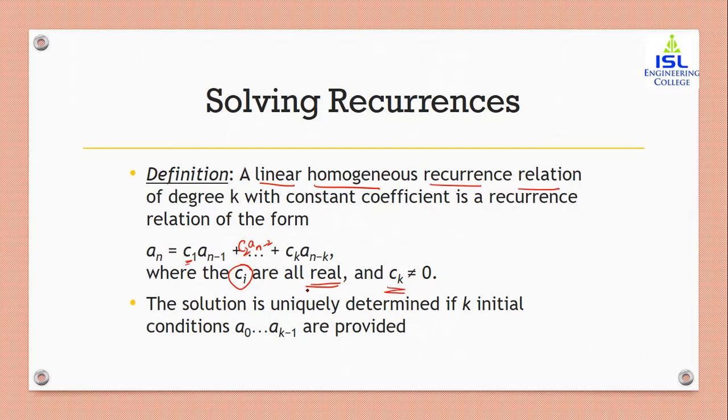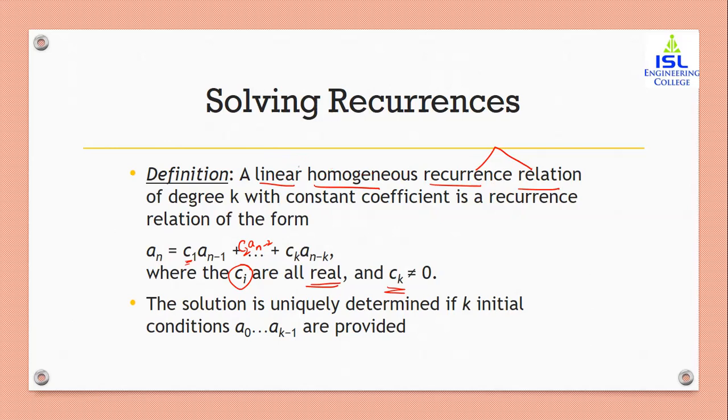The solution that we want to find is uniquely determined if k initial conditions are provided, that is a0, a1 and so on up to a_(k-1). Then we can find the solution for the linear homogeneous recurrence relation. We already know what a recurrence relation is: whenever we find the next term by using the previous terms, that is known as a recurrence relation. Now, what do we mean by the terms linear and homogeneous?